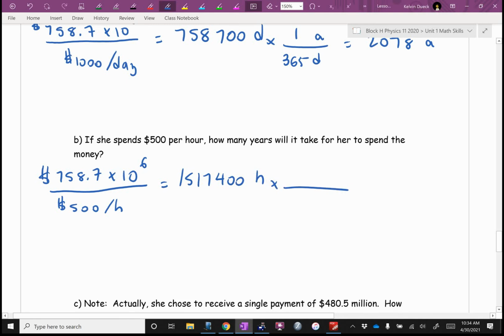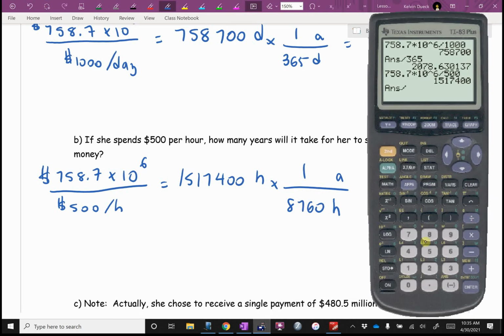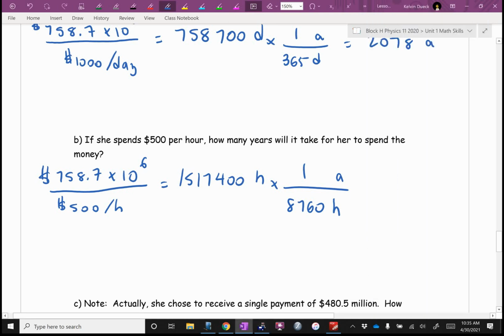I want to convert that to years. Hey, I wouldn't by chance have a conversion factor somewhere that relates hours to years, would I? That would be convenient if I did. You do. You silly goose. How many hours? 8760. So if I put hours here and years here, 1 year, 8760. So if I take this number and divide by 8760, if she spends $500 an hour, 24/7, not spending time to sleep or eat or anything, can she spend that money in a lifetime? Not even. 173 years. She needs to do it.